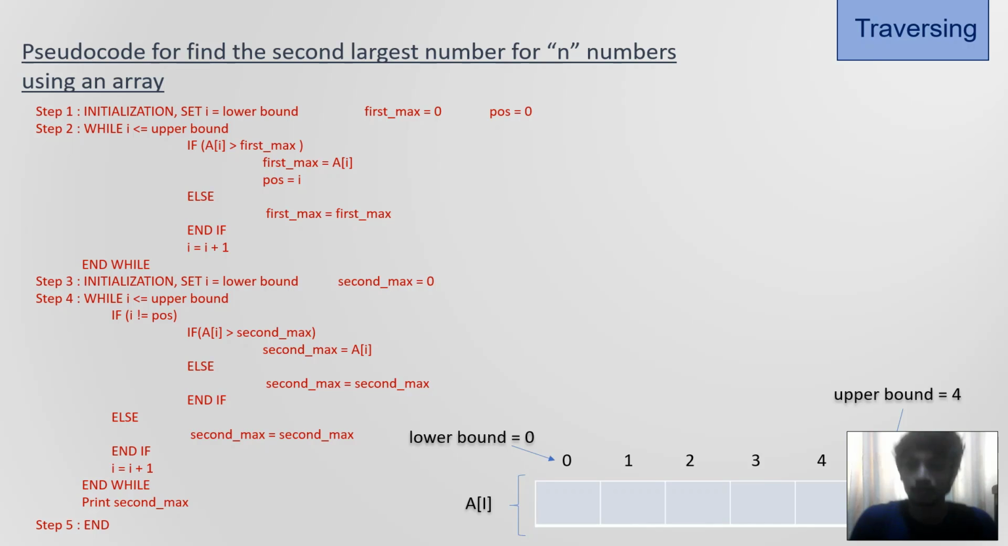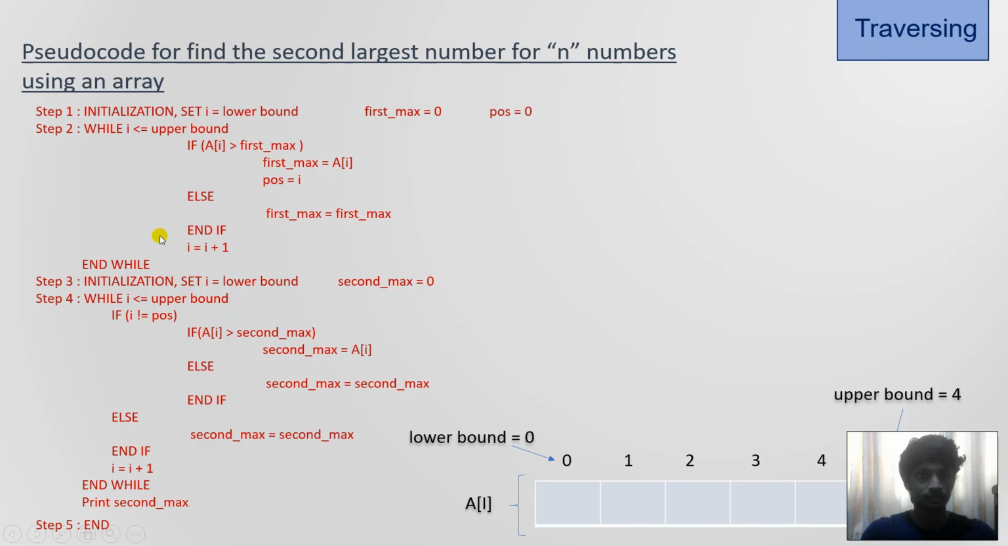So in here, first we have to capture the position where the largest number exists. If we find where the largest number exists, then in the next iteration we can find where the second largest number exists by skipping the first position of the larger number.